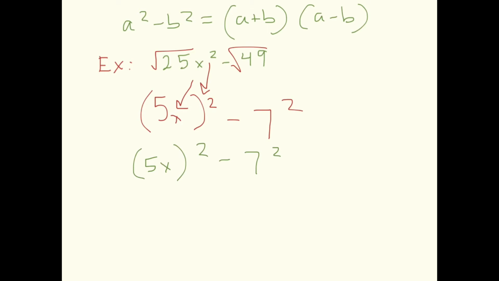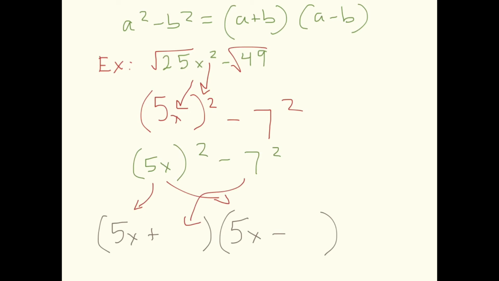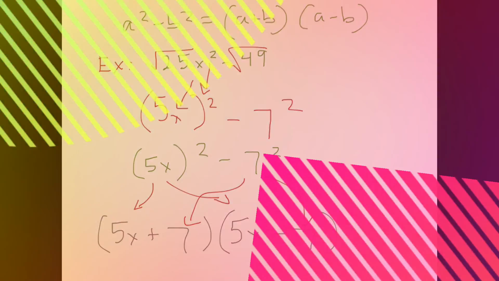Okay, so now what we can do is take the 5x, since we have it twice, and bring it down. So we'll have 5x plus and 5x minus. And since we already have the 7, we can transfer that over. So we'll have 5x minus 7 and 5x plus 7. This is just a quick and easy way to do stuff. Thanks for watching and have a great day.